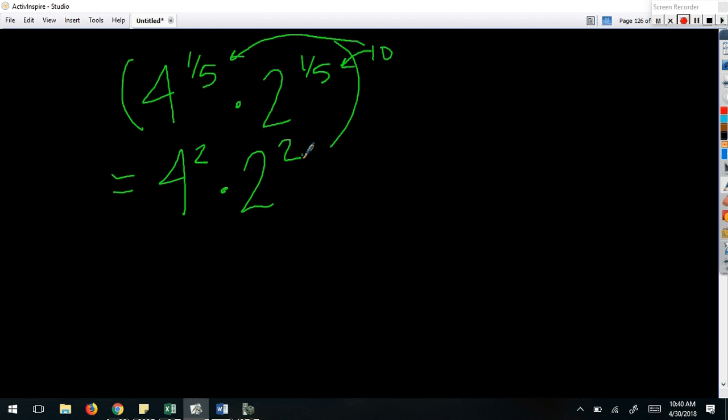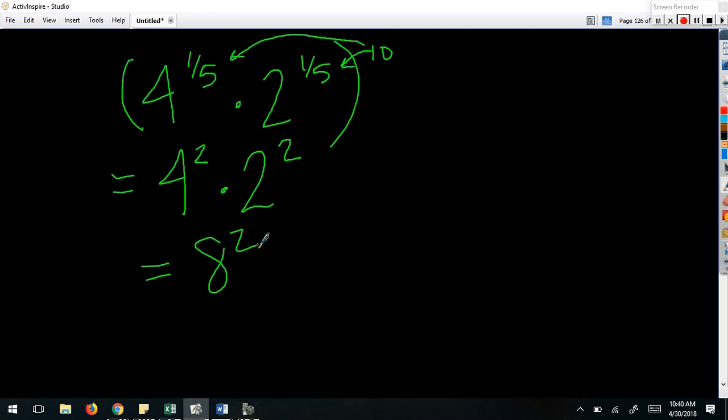Now, remember what I told you. When multiplying or dividing, if the bases are the same, combine the exponents. Are the bases the same? No. If the exponents are the same, combine the bases. Are the exponents the same? Yes. So combine the bases, multiplying, you get 8, and you get 8 to the second power.